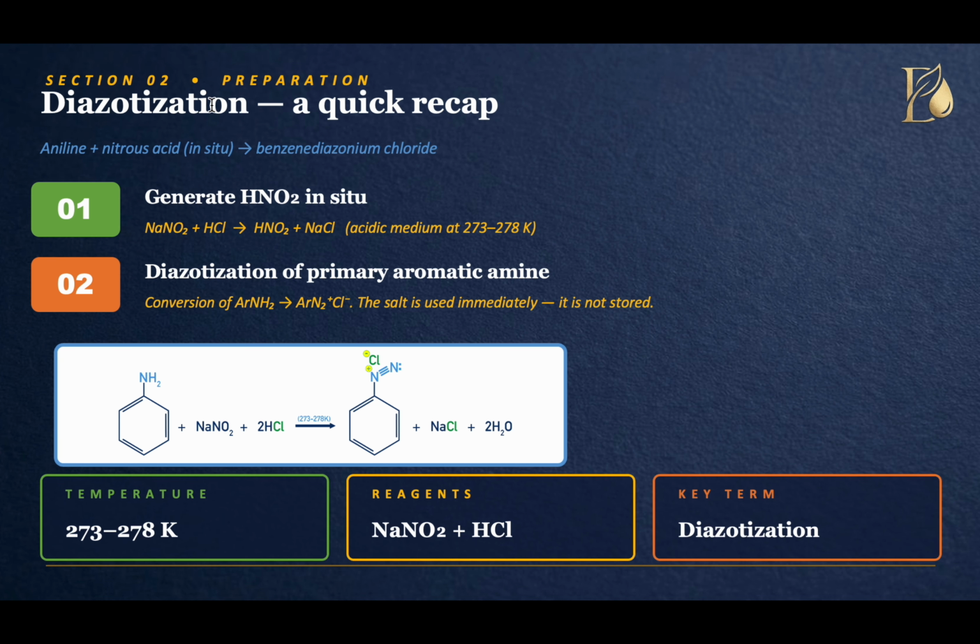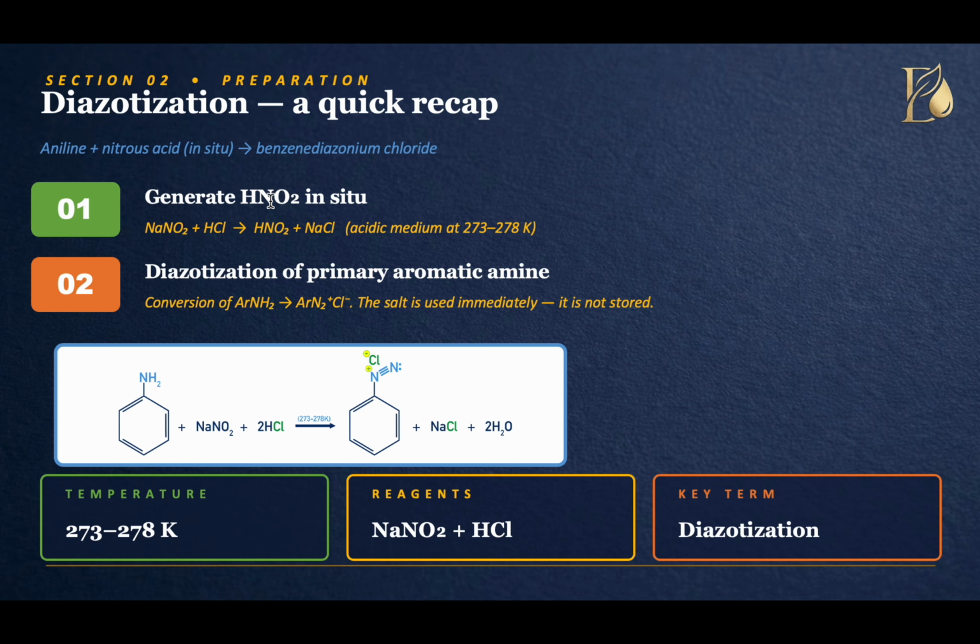Now we can look at the preparation of diazonium salts. So there are 2 steps. First is generation of nitrous acid, which is used as a reagent in the diazotization reaction, which is a reaction for the formation of the diazonium salt. Then the second step is diazotization of primary aromatic amines. So why are we generating nitrous acid in situ? In situ means within the reaction itself we are generating the nitrous acid, because nitrous acid is not stable, so we cannot store the nitrous acid.